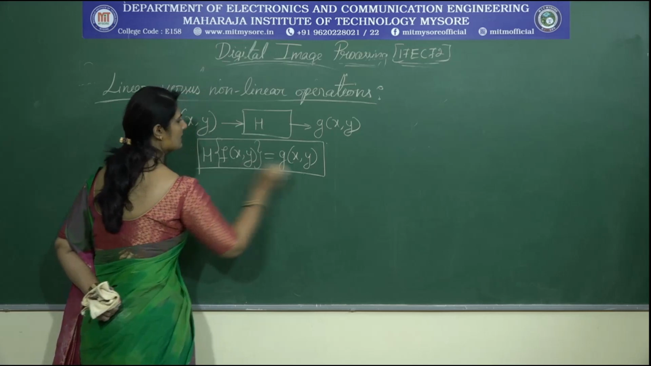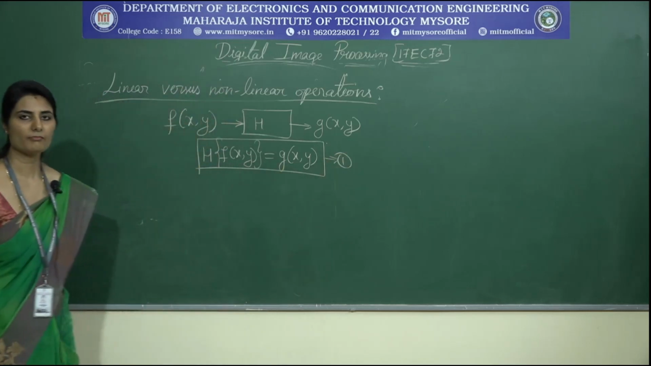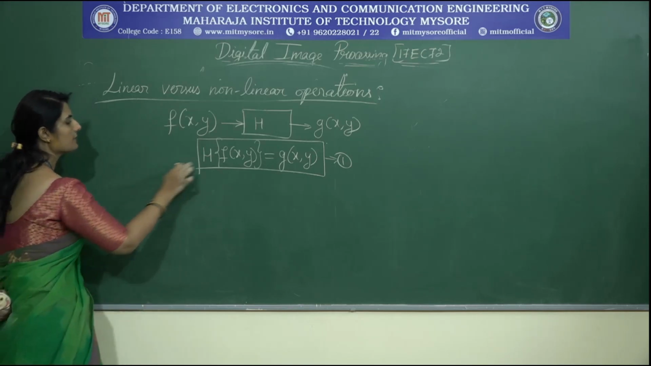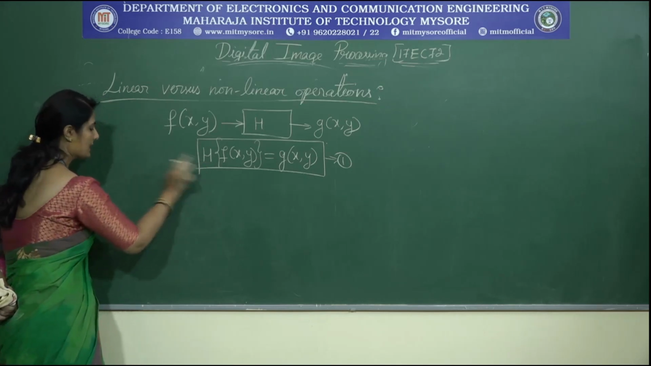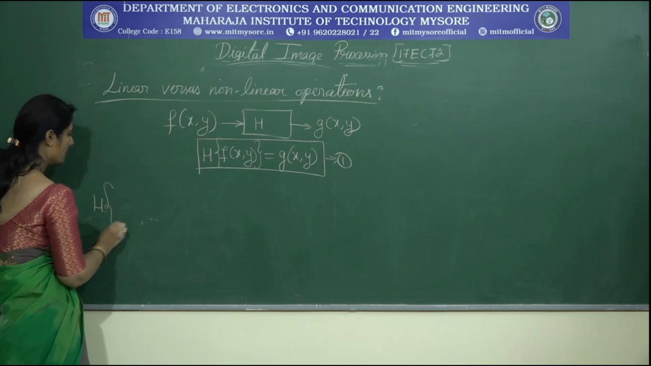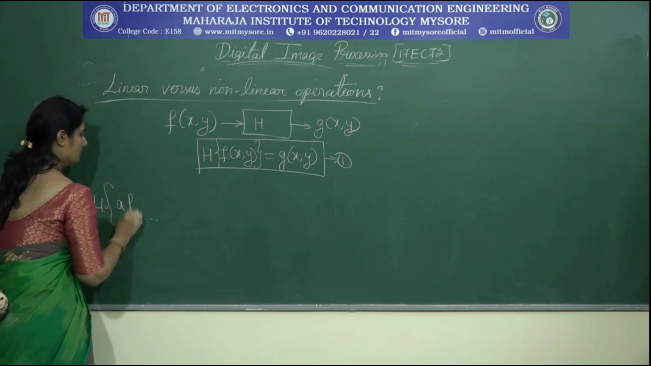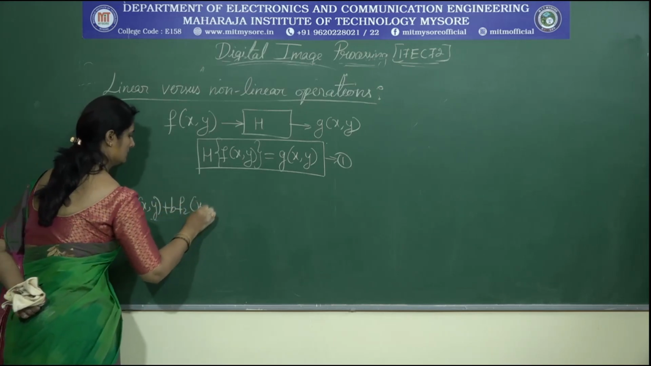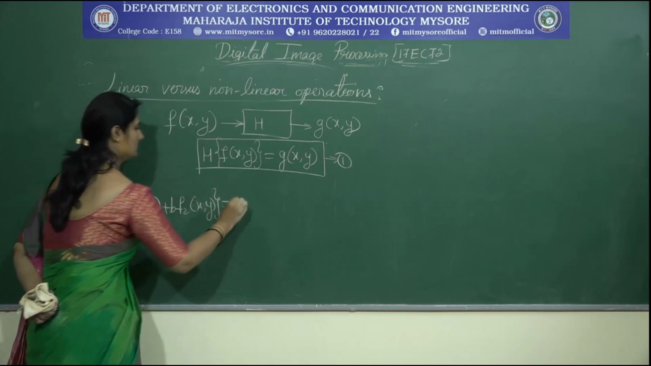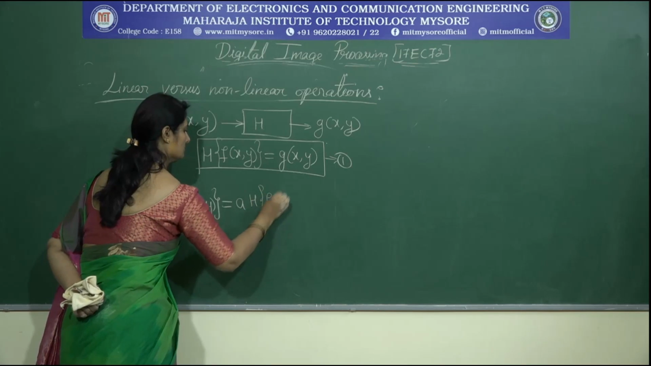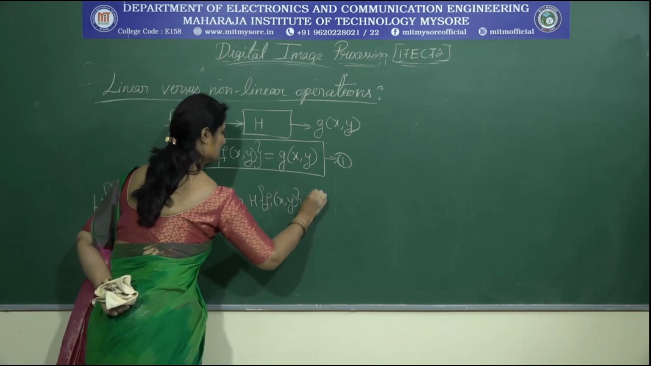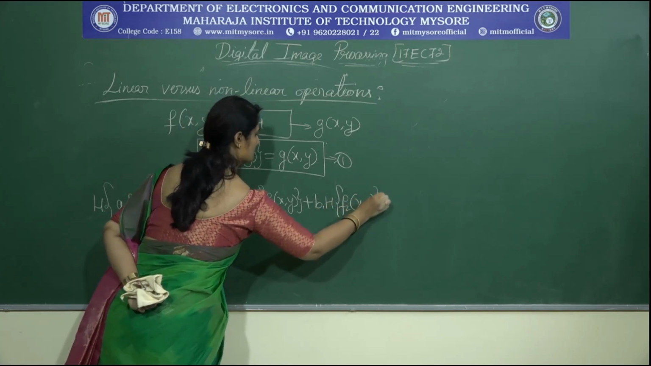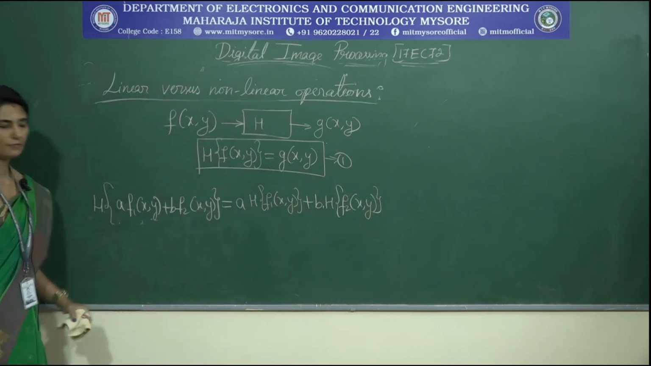Okay. This I call equation number 1. Now, to understand the concept of linearity, if this H is a linear operator, then performing a linear operation on a combination of inputs gives the following. So this is the condition of linearity.